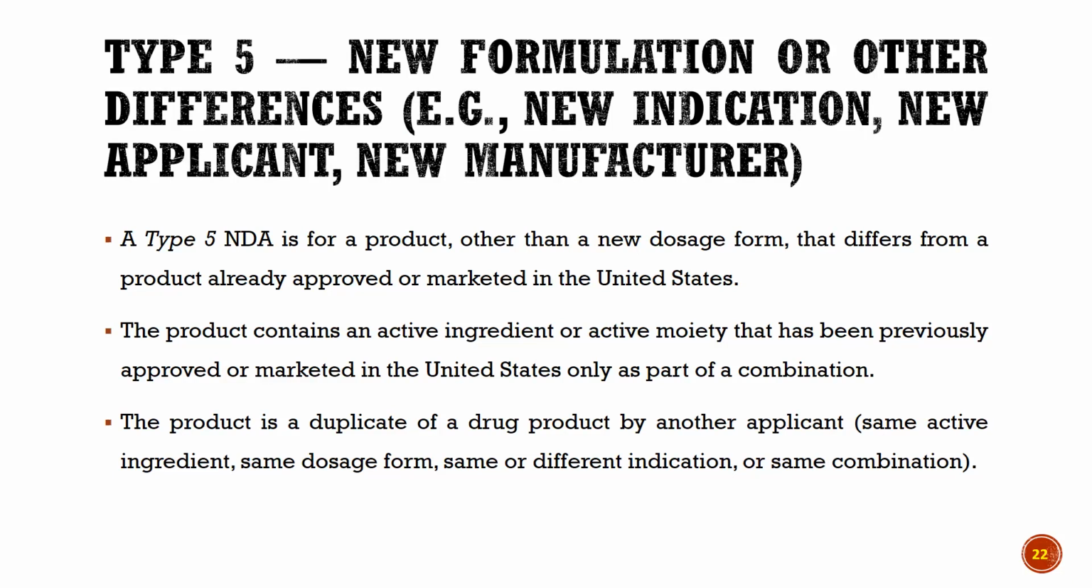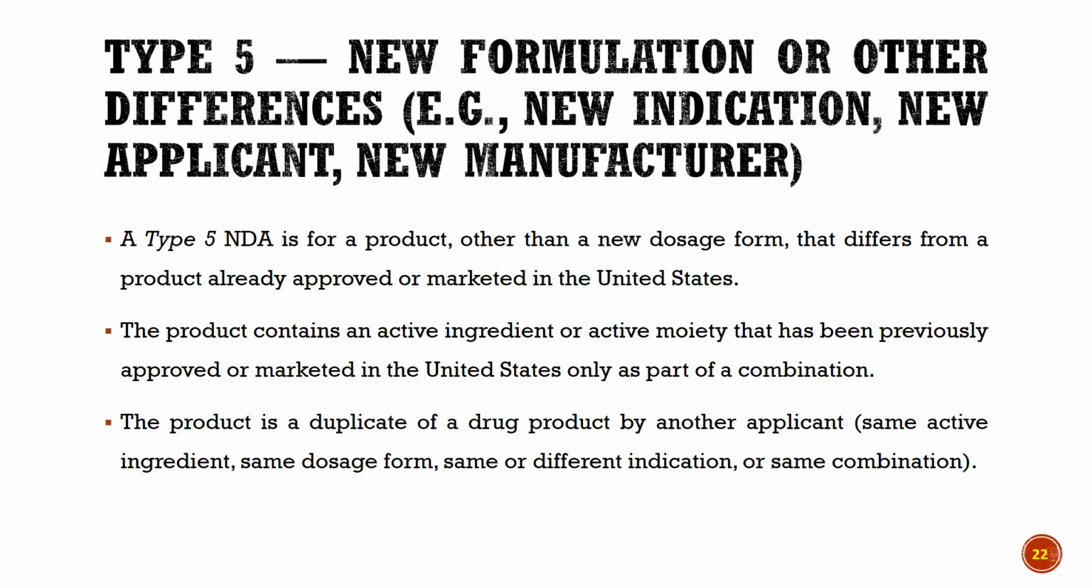For example, whenever there is a new formulation, or we make changes in indication, like a different use other than the previously approved one, or a different applicant is proposing for the approval, or a new manufacturer, in this case type 5 will be used.